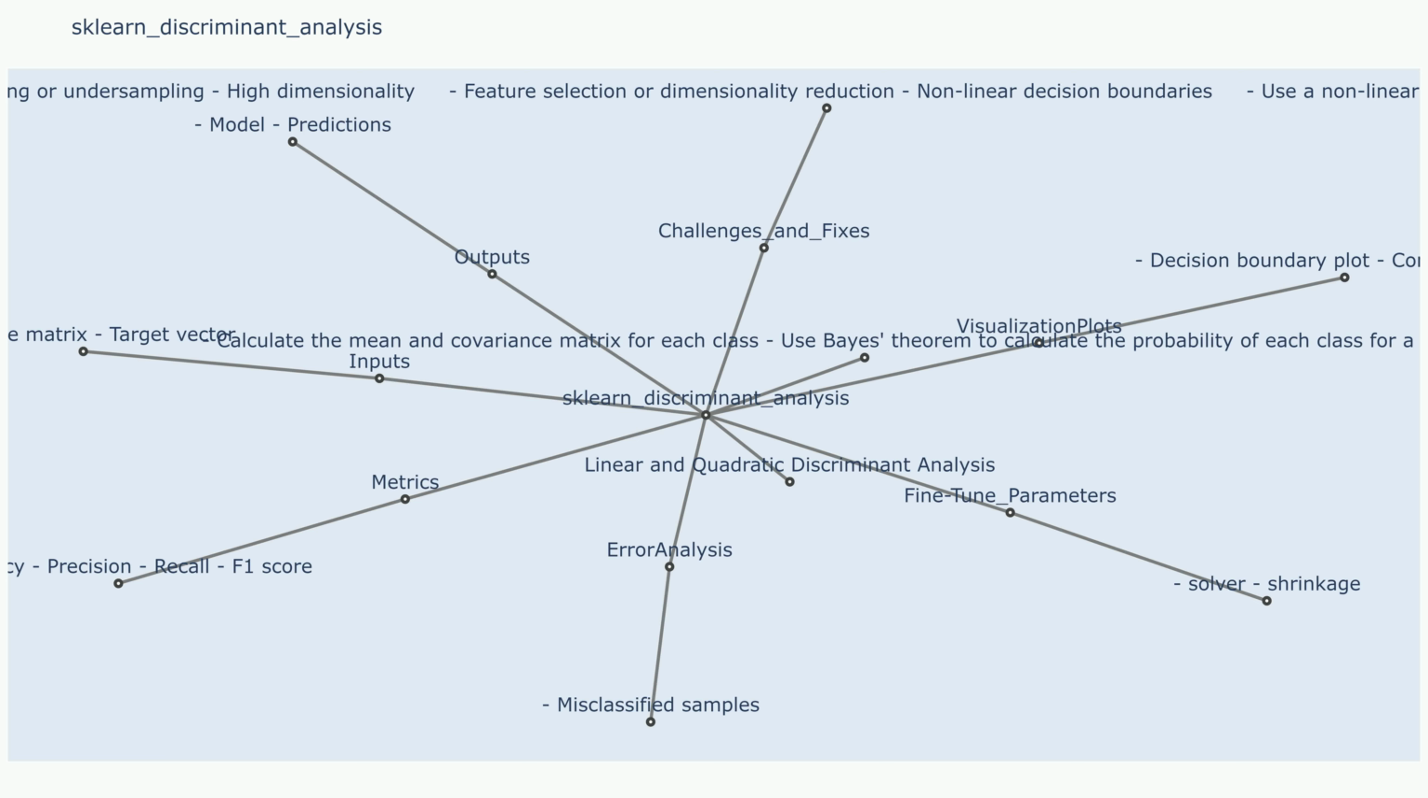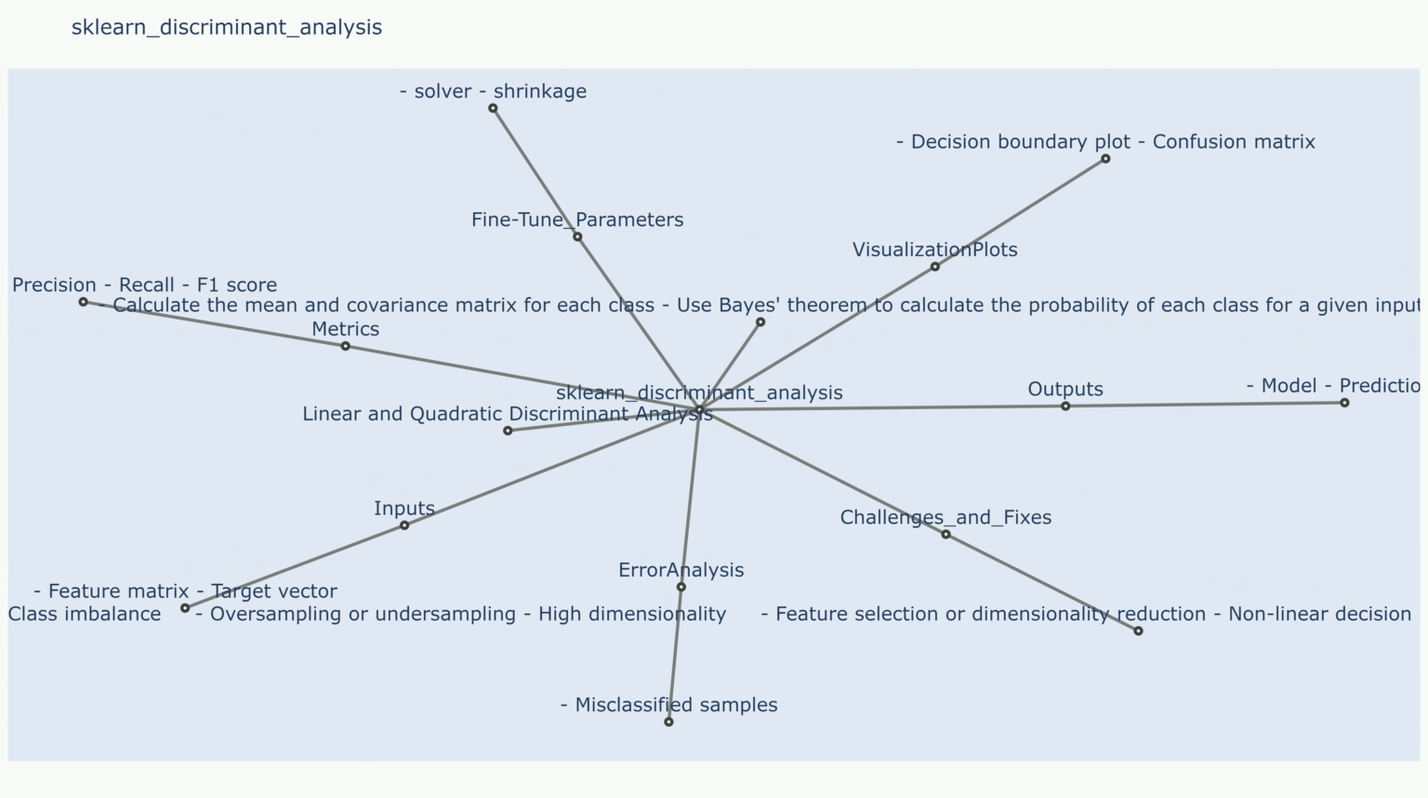sklearn.discriminant_analysis. Description. Discriminant analysis is a statistical technique used for classification. It aims to find linear combinations of features that best separate different classes. sklearn.discriminant_analysis provides implementations of various discriminant analysis methods like linear discriminant analysis (LDA), quadratic discriminant analysis (QDA), and others.